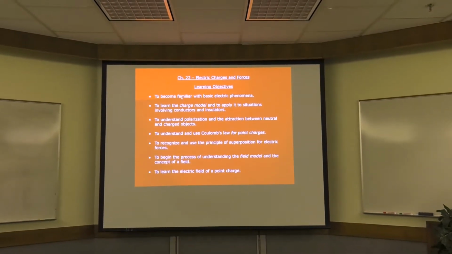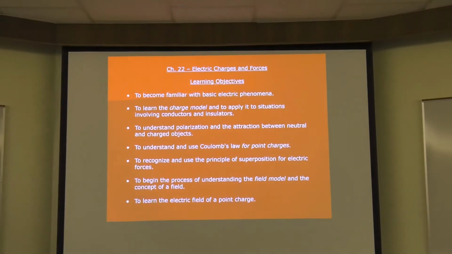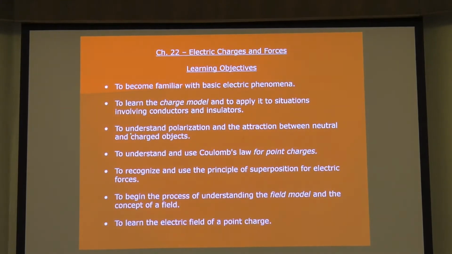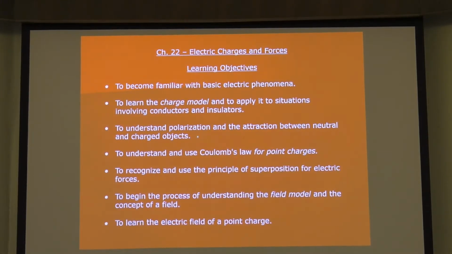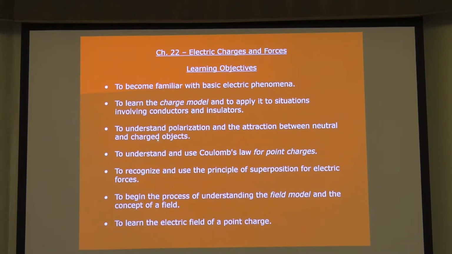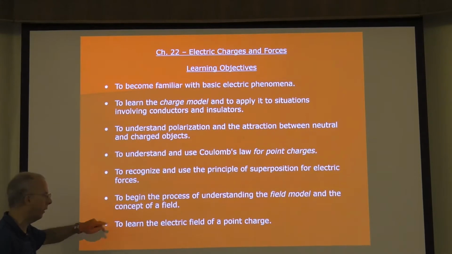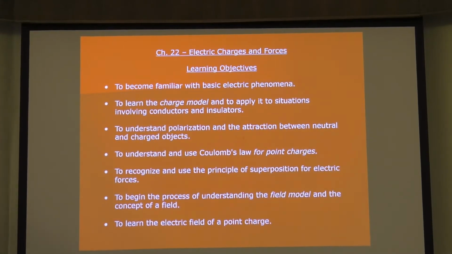To become familiar with basic electric phenomena, to learn the charge model and apply it to situations involving conductors and insulators, to understand polarization and the attraction between neutral and charged objects, to understand and use Coulomb's Law for point charges. We're going to use this a lot this semester, by the way. To recognize and use the principle of superposition for electric forces. That just means you add them. To begin the process of understanding the field model and the concept of a field, a force field. And then we're going to learn the electric field of a point charge.